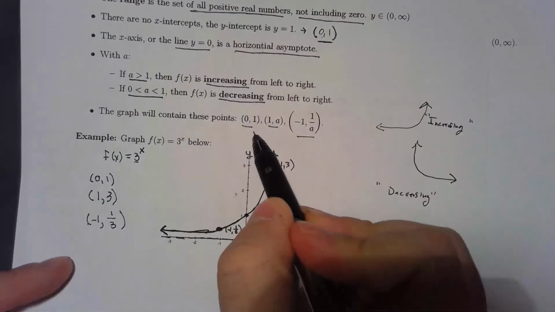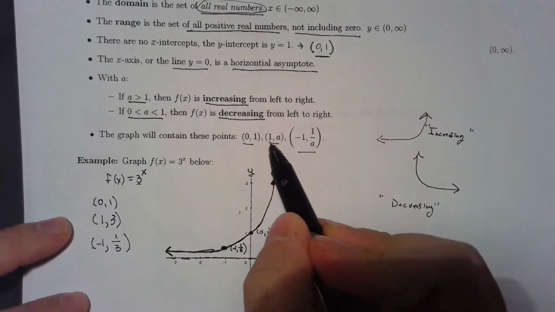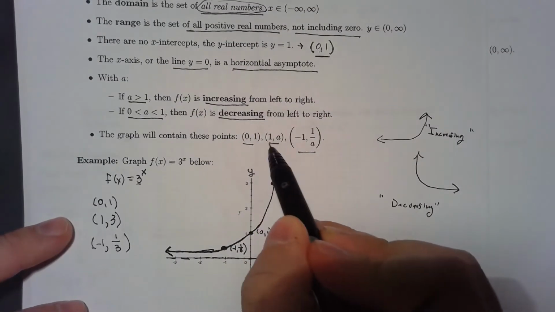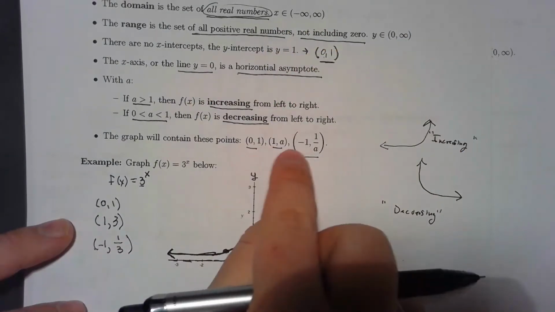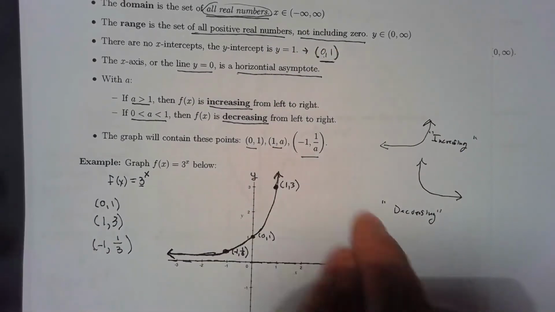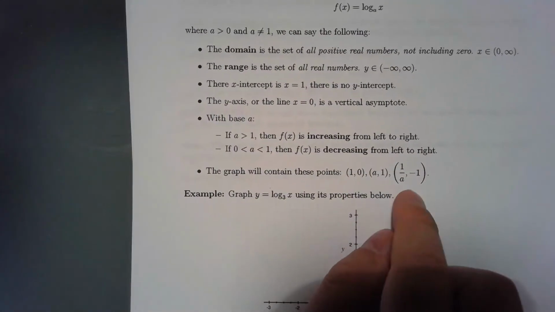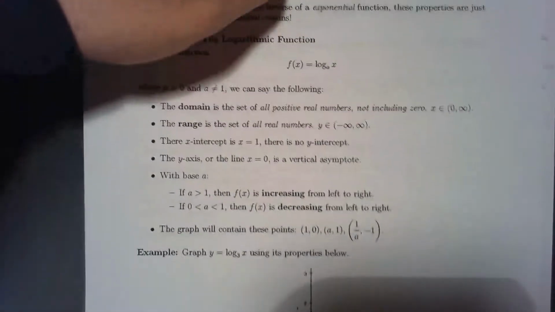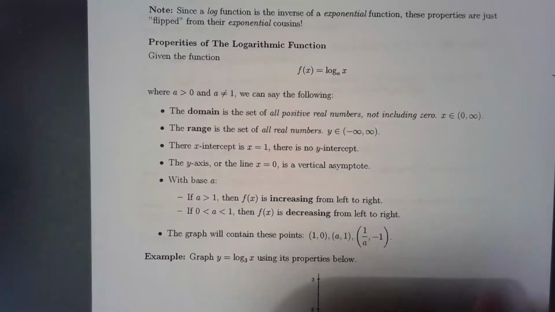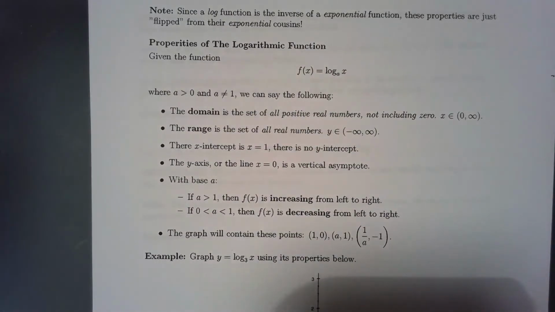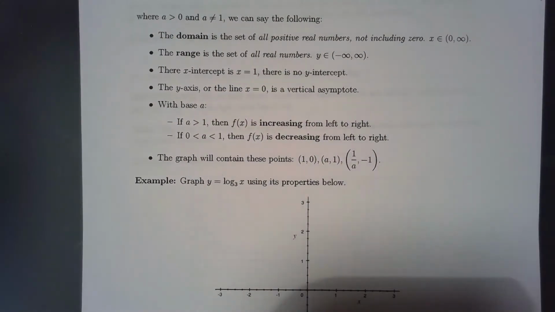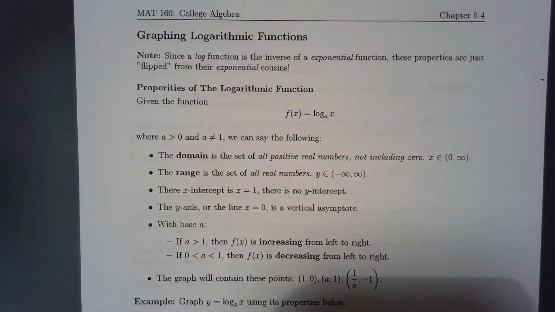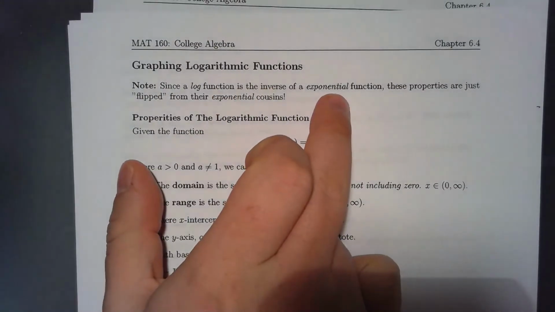So as you can see here, for an exponential, the graph will contain these points. For a logarithm, if you just flip those coordinates, you're going to get the points that are on a logarithm. And you can see that right here. That makes sense, right? When we looked at inverse functions, to find the inverse function when you're given the original function, you're just flipping the coordinates, right? And I already told you logarithms are inverses of exponentials.